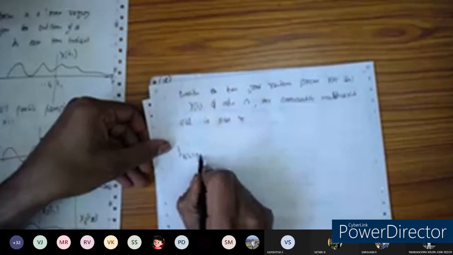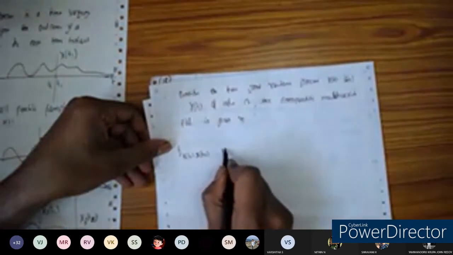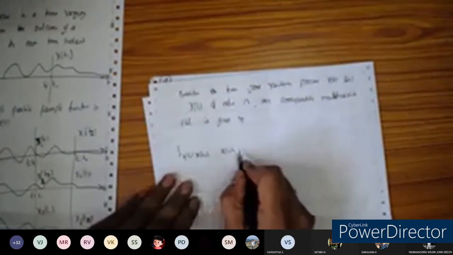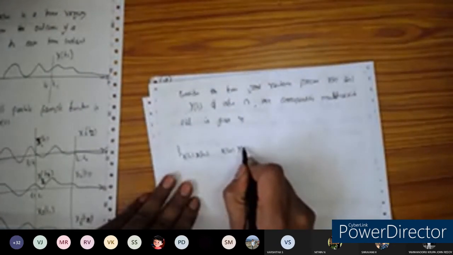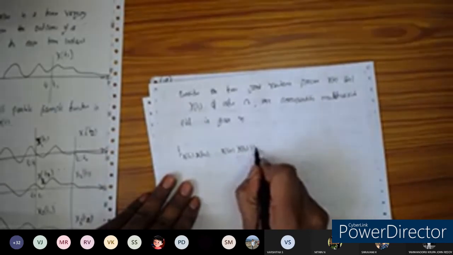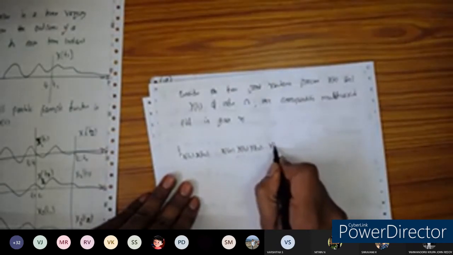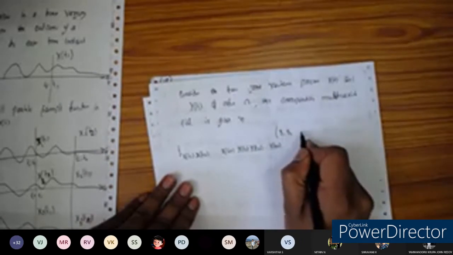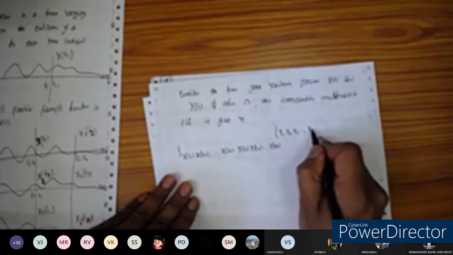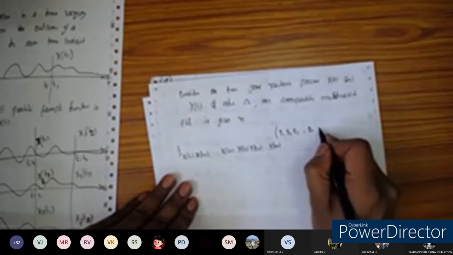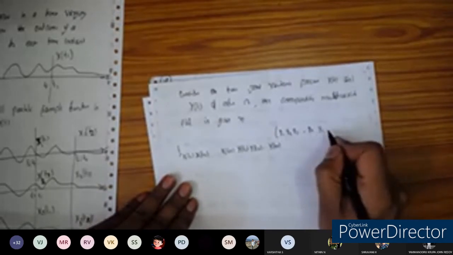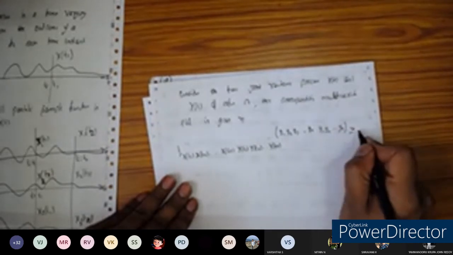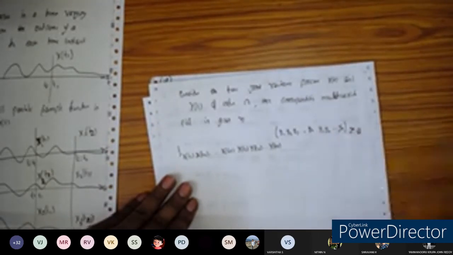So x of t2 and so on up to x of tn. So this is the nth order multivariate PDF of the random process x of t, and similar for y of t1, y of t2, and so on up to y of tn, of x1, x2, x3 up to xn, and similarly we have y1, y2 and so on up to yn, which can take values greater than or equal to 0.